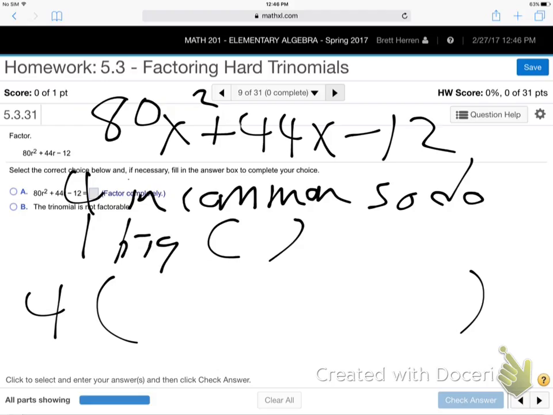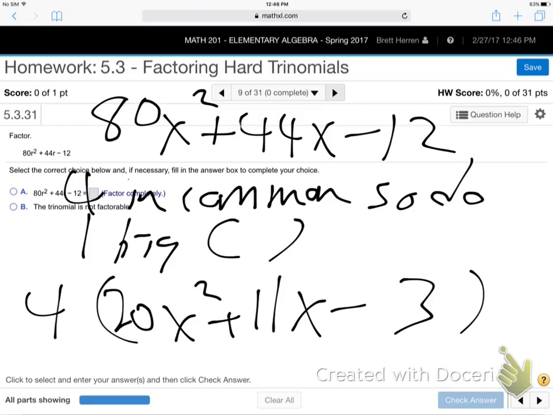All right, so this will be 20x squared plus 11x minus 3? We good? Because that would multiply and go back, wouldn't it? That's the check, huh? If I was to times those out, would it return? Yes. So it's right so far.